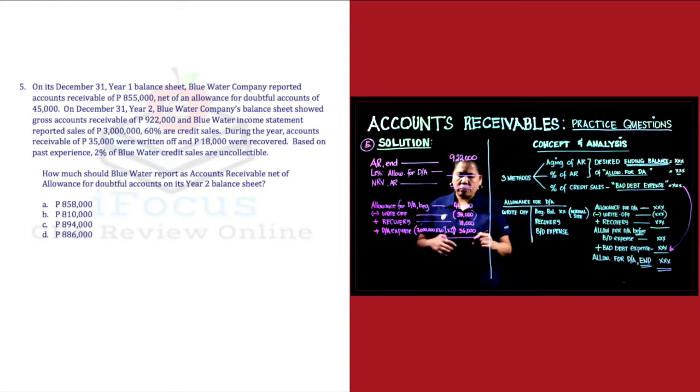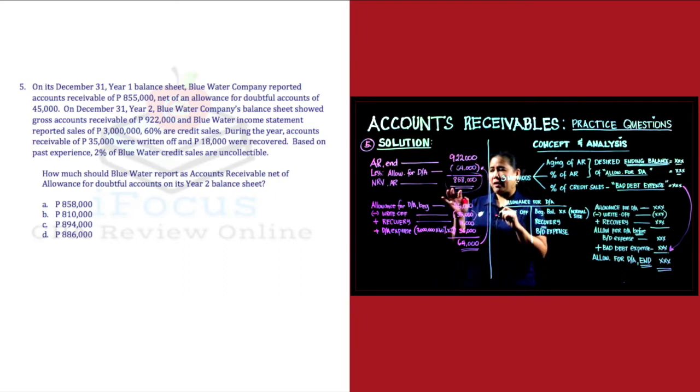Then we will come out with ending balance of our allowance for doubtful accounts of 64,000. Ito po ang ating ending balance ng ating allowance for doubtful accounts. Yan po ang ima-minus natin dito. 64,000. Then we will have 858,000. Ito po yung answer natin. Yan ang hinahanap ng problem. And our answer will be letter A.